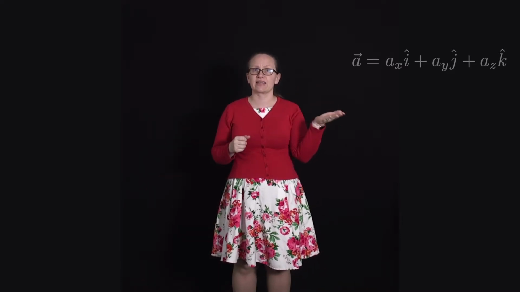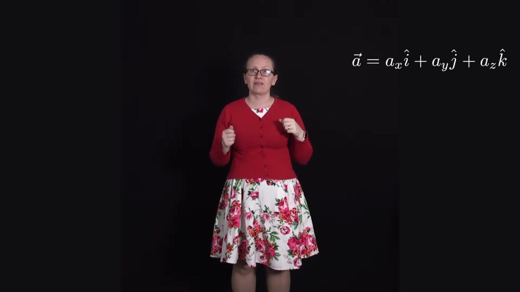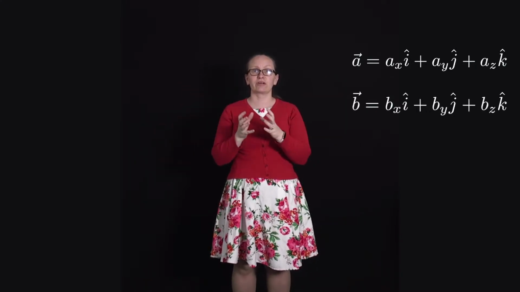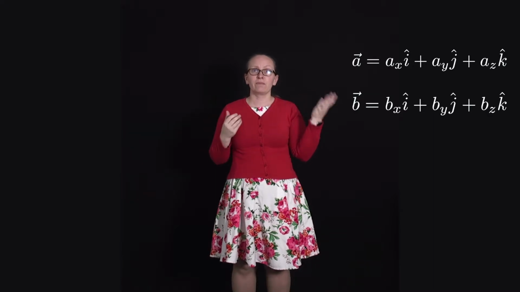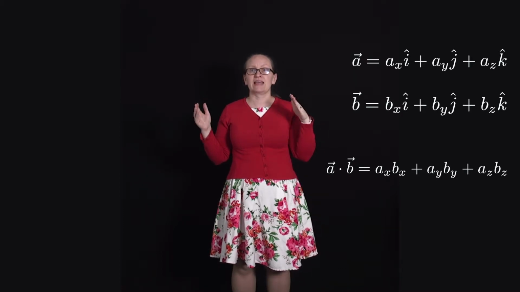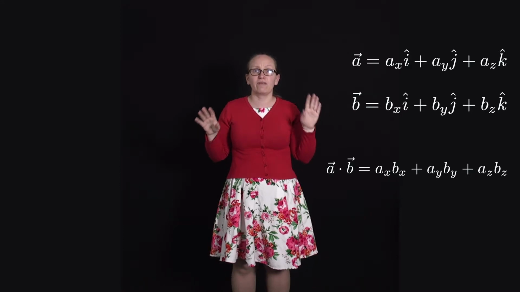Say that our vector A is given by AXi plus AYj plus AZk, and our vector B is given by BXi plus BYj plus BZk, and we want to take the dot product of these two. Then A dot B is equal to AX times BX plus AY times BY plus AZ times BZ. So let's have a look at a couple of examples.